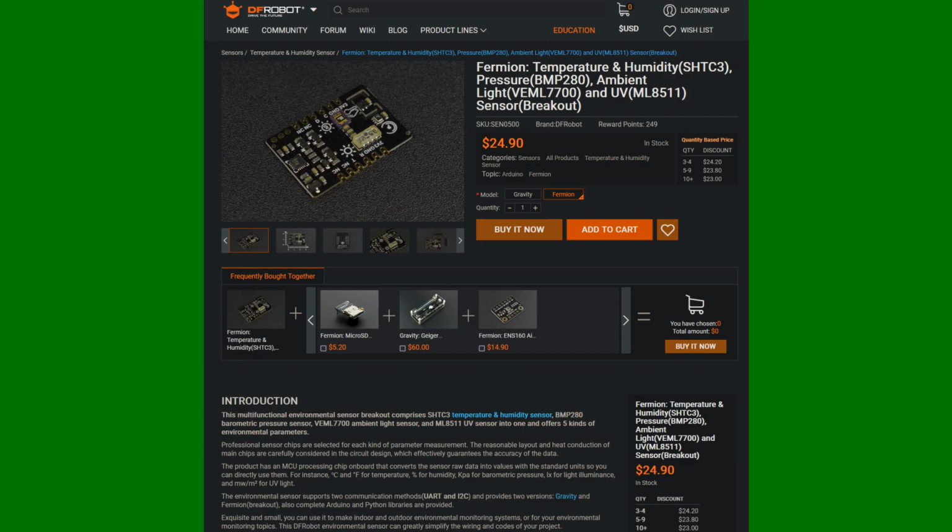This company, DF Robot, is a Chinese company, but they're one of the higher quality Chinese companies that I have gotten sensors from. So you don't have to worry about getting low quality from them. Just keep in mind that if you do order from them, sometimes it can take a couple of weeks to get here. I don't believe that they do any shipping from the US, but they might. So just keep that in mind when you're ordering.